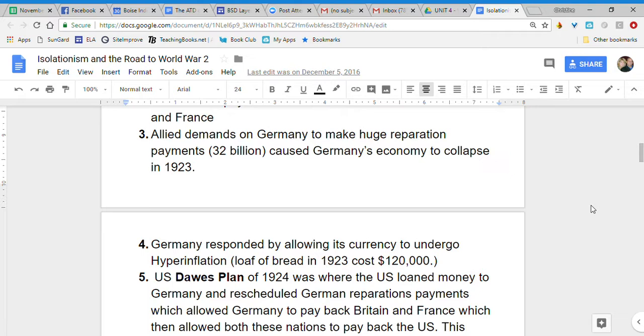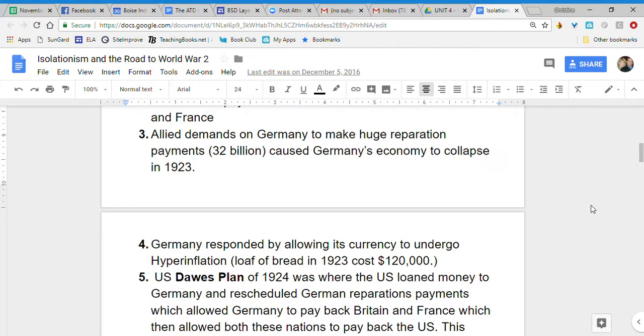Germany then responded by allowing its currency to go into hyperinflation. And that's where you just print money. You just print it and print it and print it. And when you have an excess of it, then the value of it just goes to nothing. So the example that I used was a loaf of bread in 1923 cost $120,000 in US dollars. That seems to be a bit of an overreach for bread.